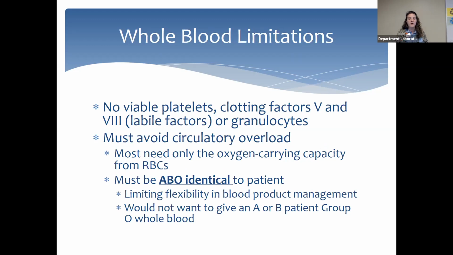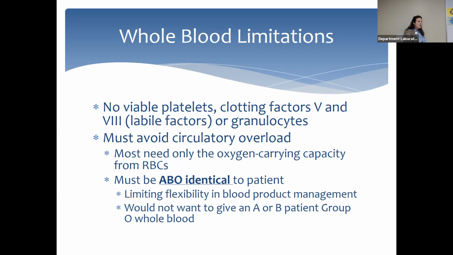There are some limitations to whole blood. We already mentioned one: there are no viable platelets, because of the refrigerated temperature. Remember from coagulation last semester, Factors 5 and 8 are termed the labile factors because they tend to break down very quickly, especially if you store them at refrigerated temperatures. So the plasma contained in whole blood does not contain 5 and 8, all right? And then your granulocytes also will no longer be viable because of that refrigerated temperature, okay? And then circulatory overload. A lot of patients really just need the oxygen carrying capabilities. All of that excess plasma can overload their circulatory system.